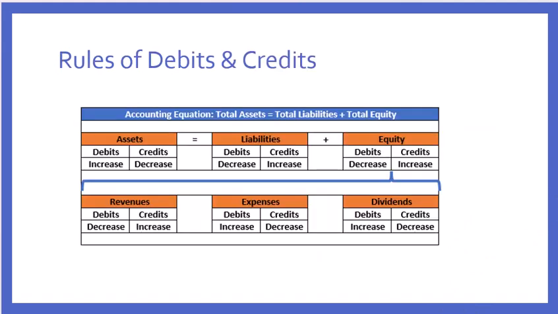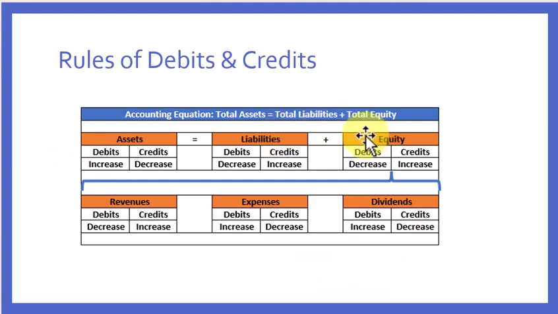What you see here on your screen demonstrates the rules of debits and credits, okay? So let's start by focusing on the top row, because if you can master these, then the rest becomes fairly simple, okay? So in the top row, what you see here is the accounting equation, assets equal liabilities plus equity. Okay, so for asset accounts, we debit to increase and we credit to decrease.